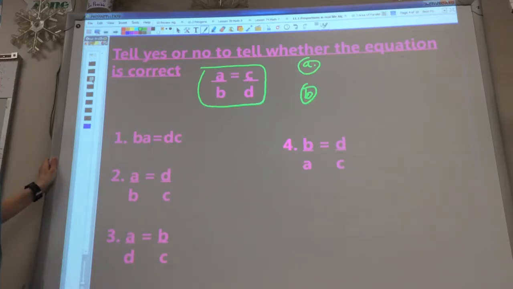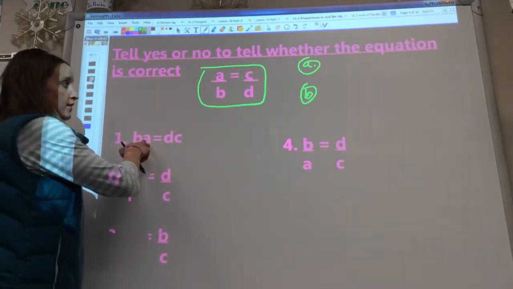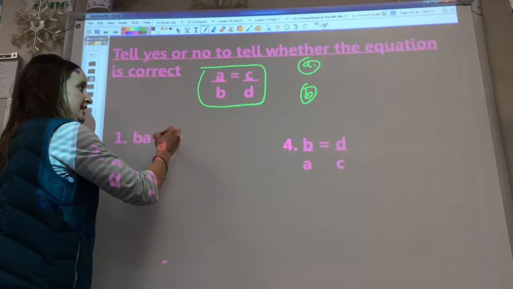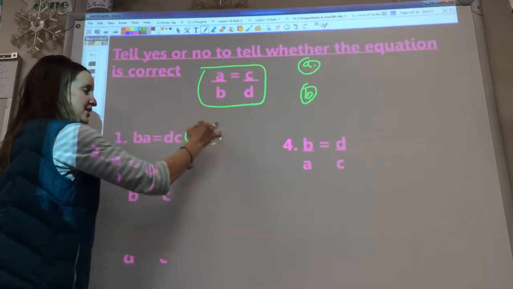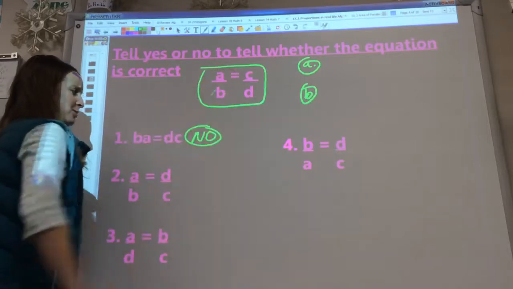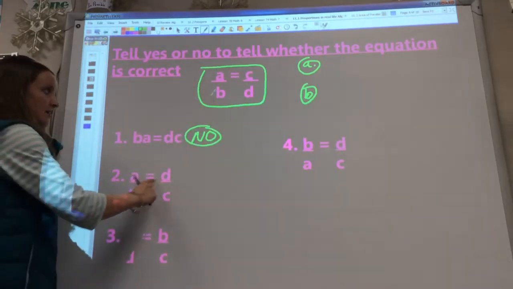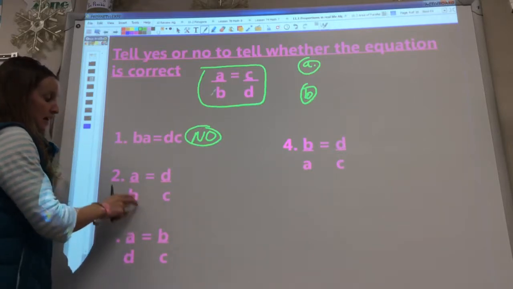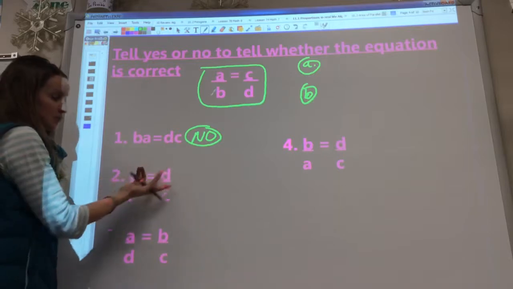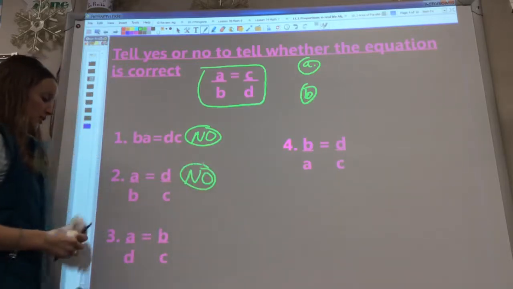And now that you're back, A and B and D and C would not be correct because that is not cross multiplying. That's just multiplying the top and the bottom. We can't do that. Right here, if you notice, what switched? Well, A and B stayed the same, C and D switched. And no, once again, you would have to switch both of them.